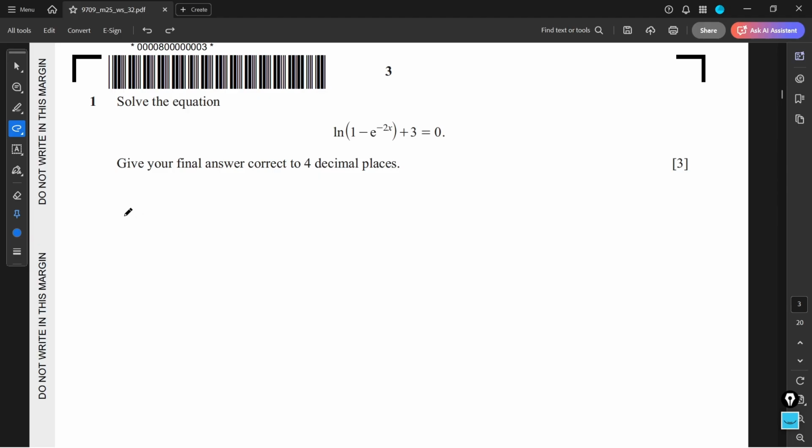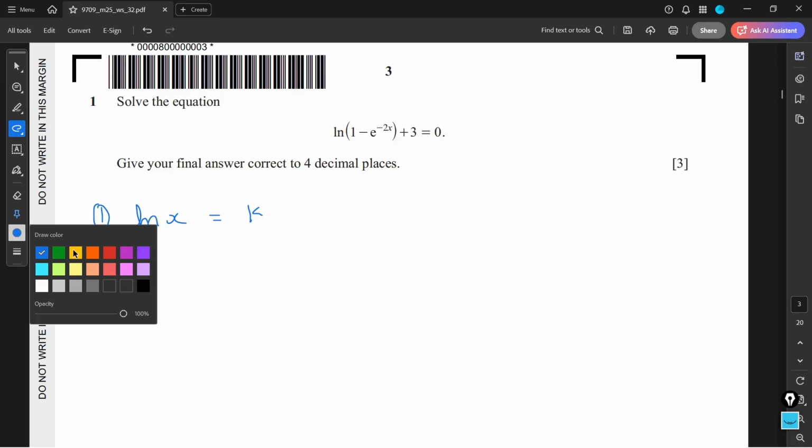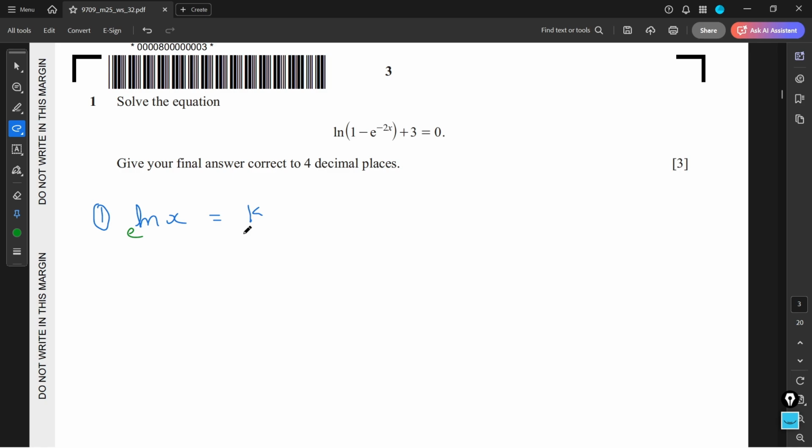So over here, you will need to know two of the rules of natural logarithm. The first one is ln of x is equal to k, where k is some kind of a number. If you want to get rid of ln, what you need to do? You will need to introduce e as the base on both the sides so that e to the power of ln of x becomes x, and on the right hand side it will be just e to the power of k. That's the first rule you need to know.